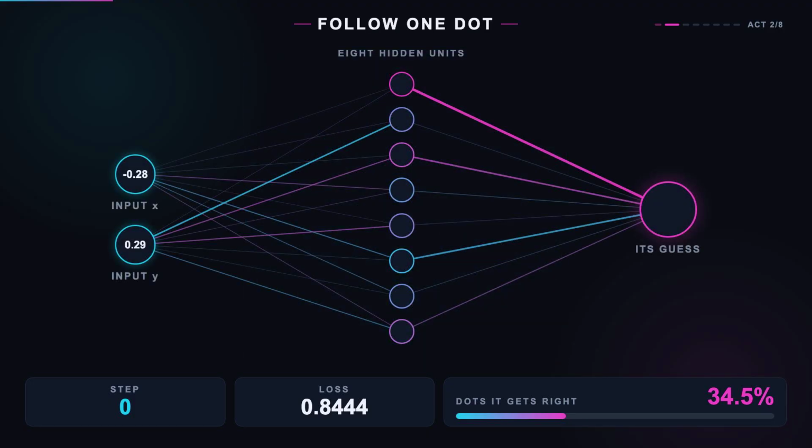Start by following a single dot all the way through. This one, its position is -0.28 and 0.29. That is everything the network ever gets. 2 numbers. Each of those numbers travels down a wire into each of the 8 units in the middle. Every wire carries a weight. One number that decides how loudly this input gets heard over here. The unit multiplies what arrives by that weight, adds up everything it received, and squashes the total into the range -1 to 1. That is a neuron.